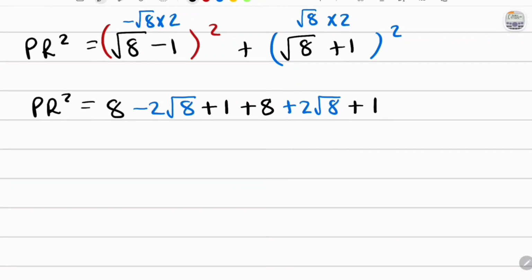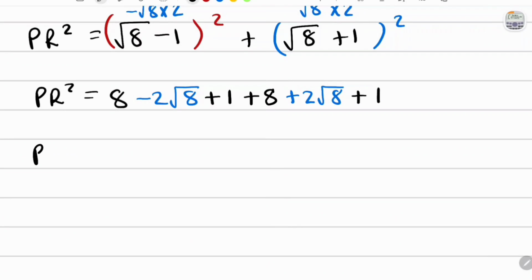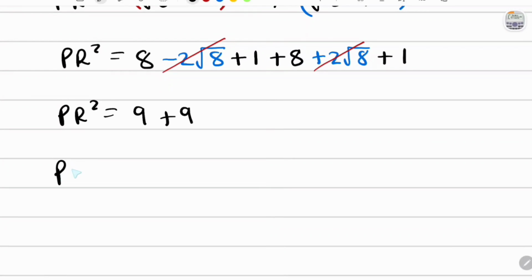Okay, let's simplify. Do you see that in this expression, we have negative 2 square root 8 and positive 2 square root 8. They're the same thing, just different signs, so they cancel, and they become 0. When you add them, they just simplify to 0. Then we have 8 plus 1, which is 9. Also have 8 plus 1, which is 9. So 9 plus 9 is 18. So it means that PR squared is equal to 18.